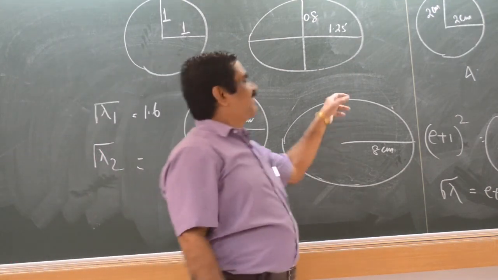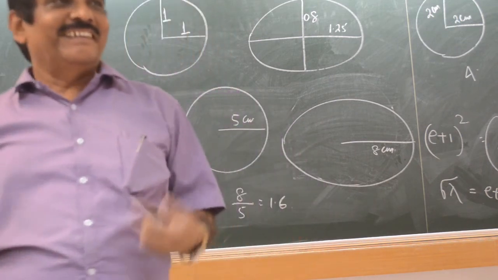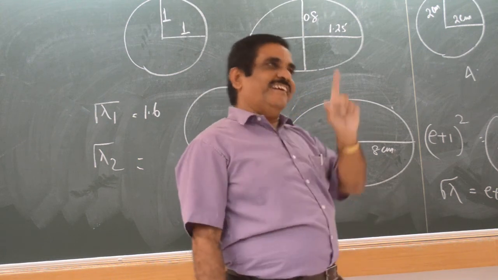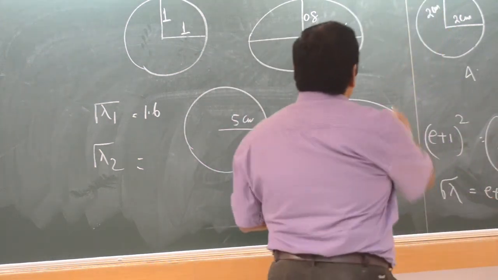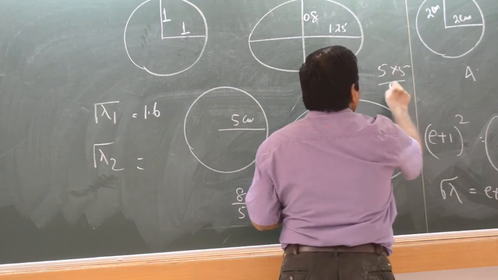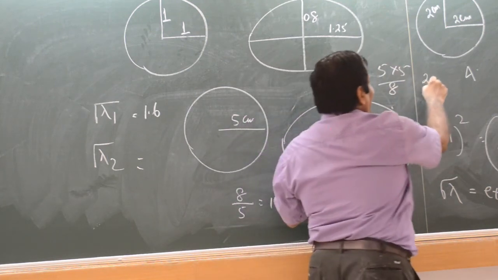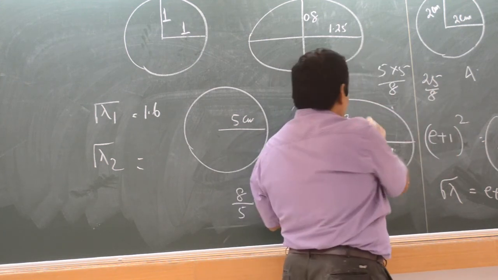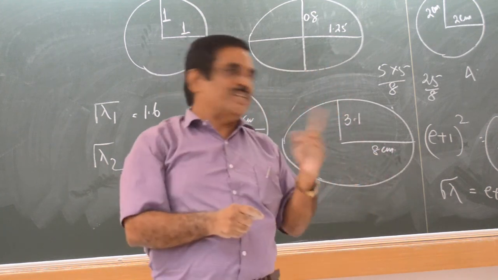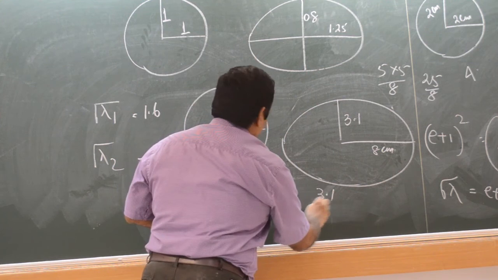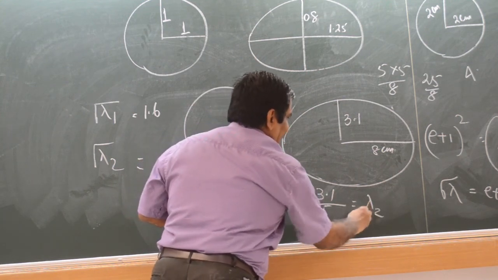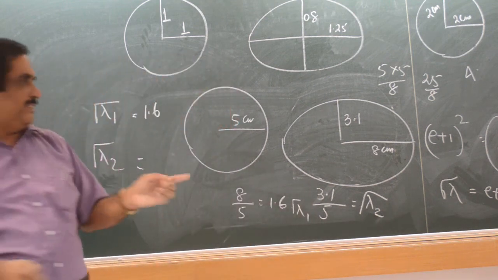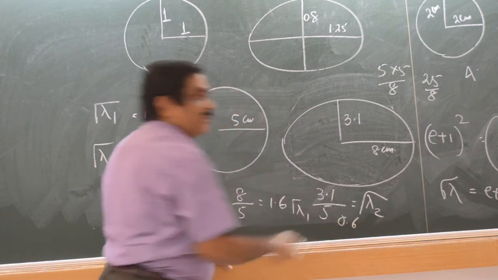What about this? Not fast. एक बताओ कितना ये? 5 into 5 by 8. So 25 by 8. So 3 point something होगा? 3.1. So 3.1 final length upon 5 is root lambda. This is root lambda 1. 0.6. Become 0.6. 0.7.